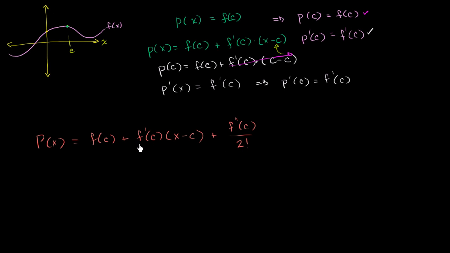And just to be clear, you could say that there's a 1 factorial down here. I didn't take the trouble to write it because it doesn't change the value. And then that times x minus c squared plus the third derivative of the function evaluated at c over 3 factorial times x minus c to the third power. And I think you get the general idea. You can keep adding more and more and more terms like this.